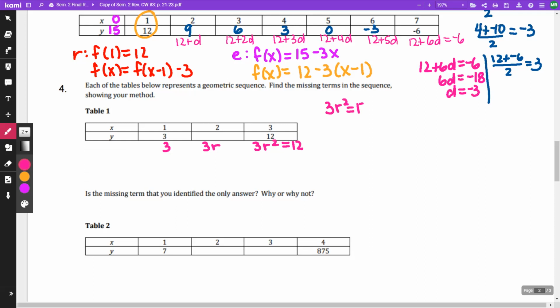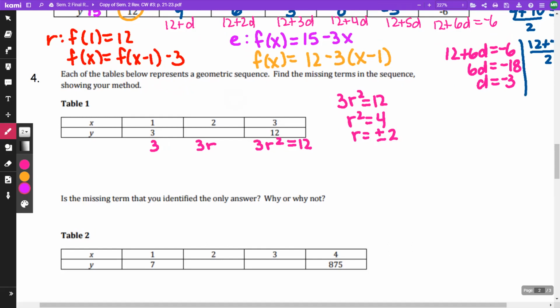3r squared equals 12. I'm going to divide by 3. I get 4. And I am going to take the square root of that. Now, when I take the square root of that, that could be a positive or a -2. So I could be multiplying by 2, or multiplying by a -2. So in this case, I could have a positive 6 if I multiply by a positive 2, or this could have been a -6. So I'm going to put a plus or minus.